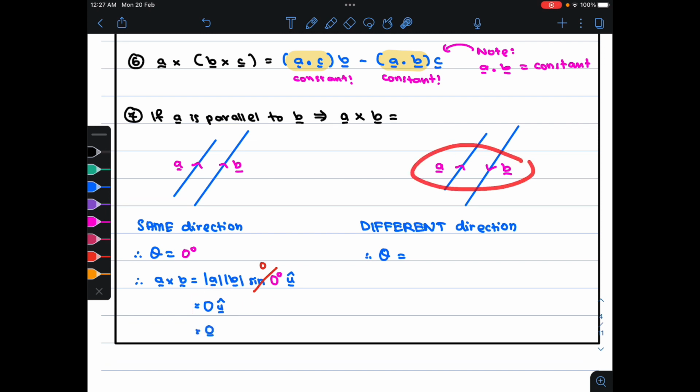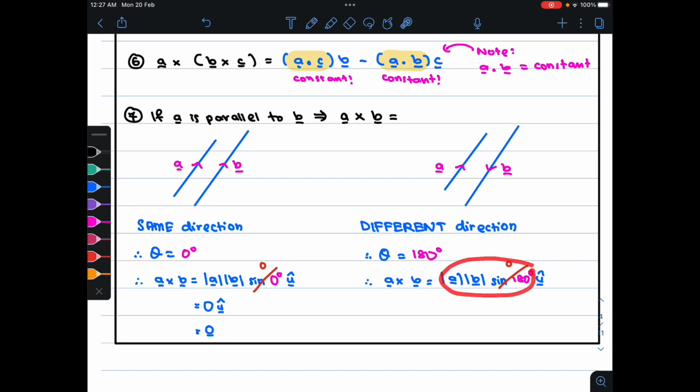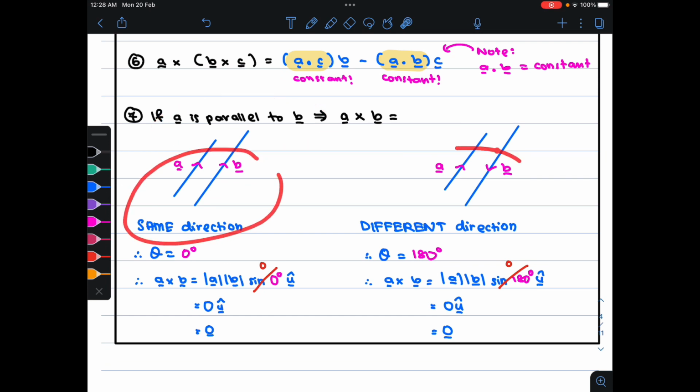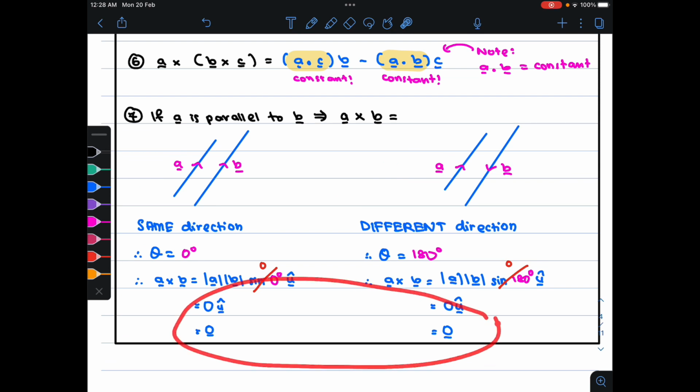But if A and B are in different directions, this means that the angle theta between these two vectors is 180 degree. So we can use the same formula since we know theta. Change theta to become 180 degree. And we know that sine 180 degree is 0. Therefore, the whole thing here, which is the constant, will become 0. So it's just 0 u hat, which is equal to the zero vector. Therefore, we can make a conclusion that if the vectors are parallel, either in the same direction or different direction, the vector product is always the zero vector.